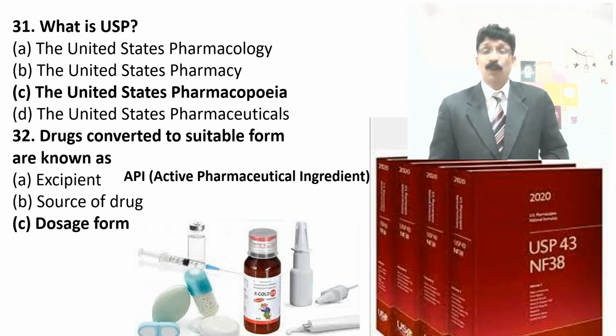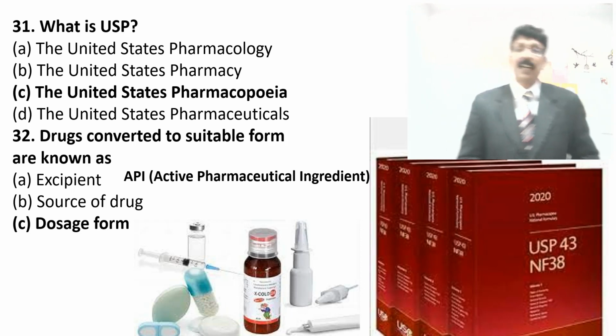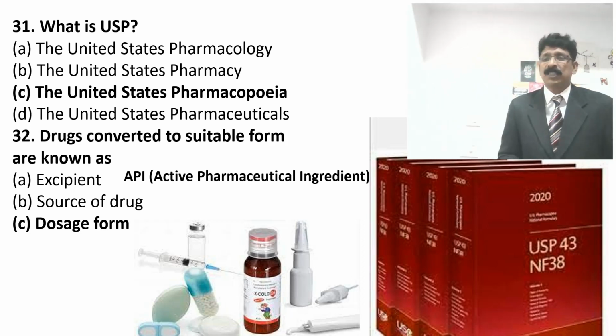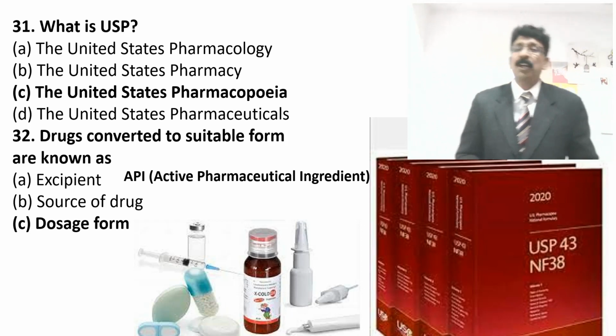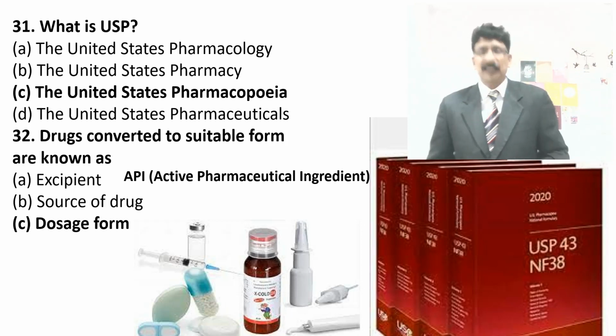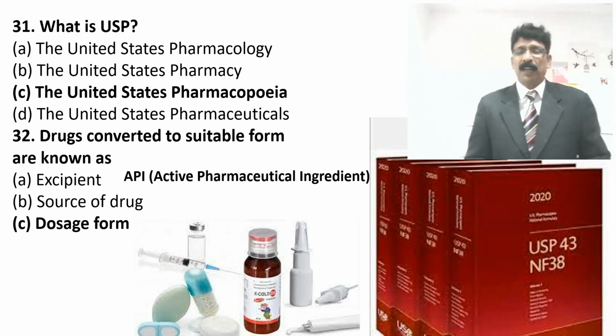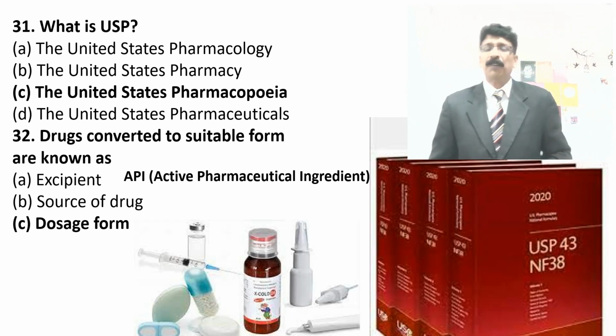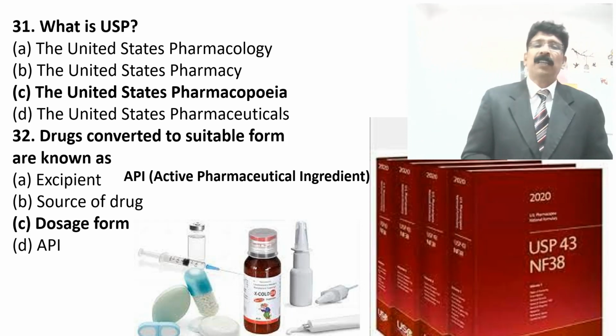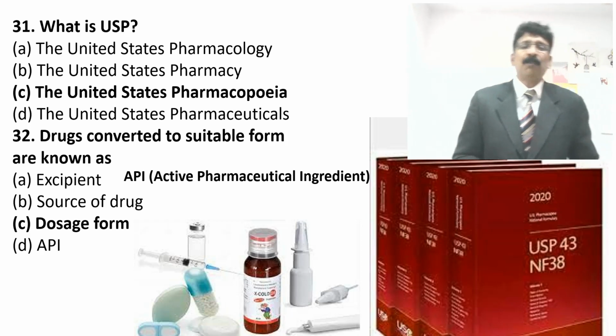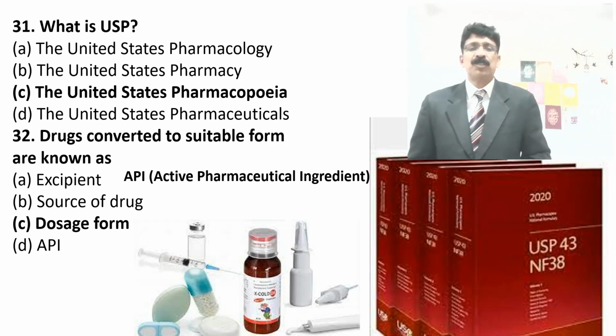And dosage form. The drug converted into suitable form is called dosage form. A dosage form may be a solid unit dosage form, tablet, capsule, or a syrup, or an injection, or a transdermal, or whatever it may be. The drug converted into suitable form is known as dosage form. So they have given even a choice.